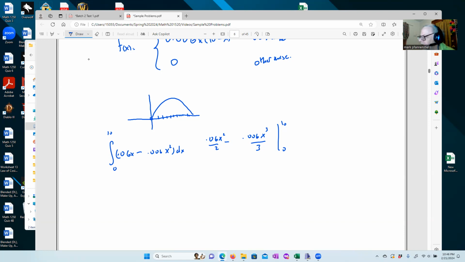So we get, what, 0.03 x squared minus, and this is 0.002 x to the 3. Okay, and then we're just going to plug in our 0 to 10 and see what happens. If I plug in 10 here, I get 0.03 times 10 squared. This is going to turn out to be 3. And then minus 0.002 times 10 cubed.